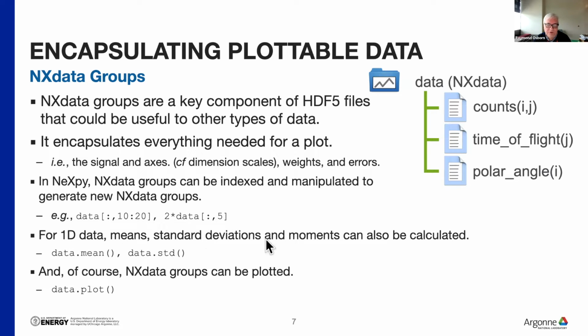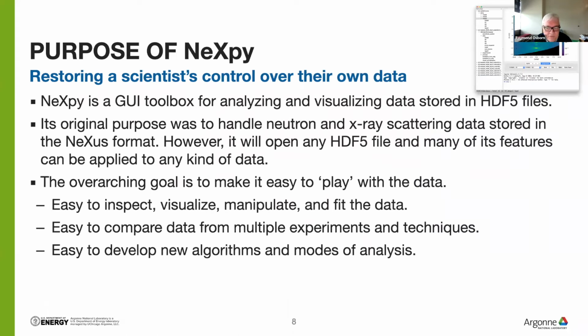And for 1D data, it means you can do some sort of statistical analyses. So you need to know what the x-axis is if you're going to calculate, say, the mean along that axis or the standard deviation, and that operates directly on the NXdata class. And of course, you can plot it. Okay, I'll give examples of this later.